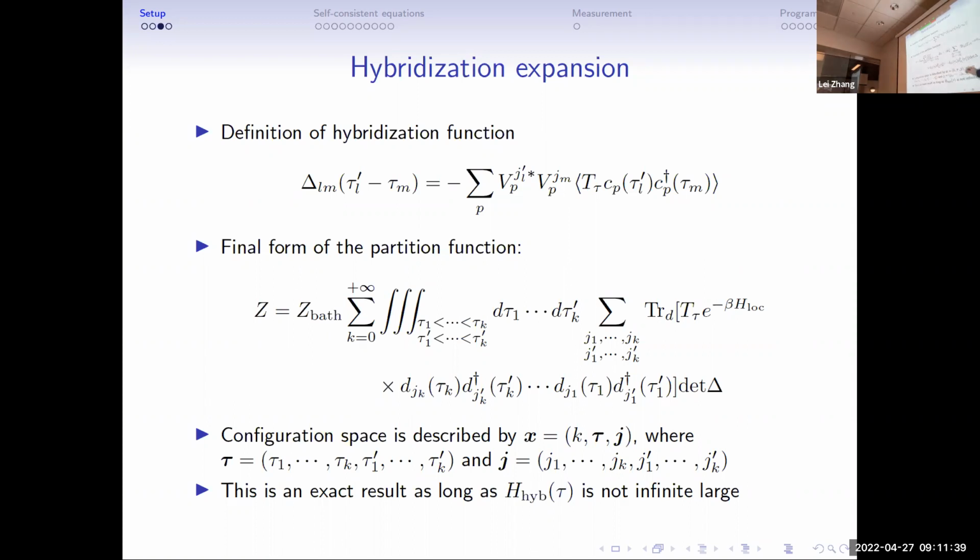The D's and D daggers are time ordered separately, but there's no specified time ordering relation between D and D dagger. And J is the corresponding flavor for each operator. This is an exact result as long as the perturbation is not infinitely large. So if we perform the CT-QMC, we will get a numerically exact result.